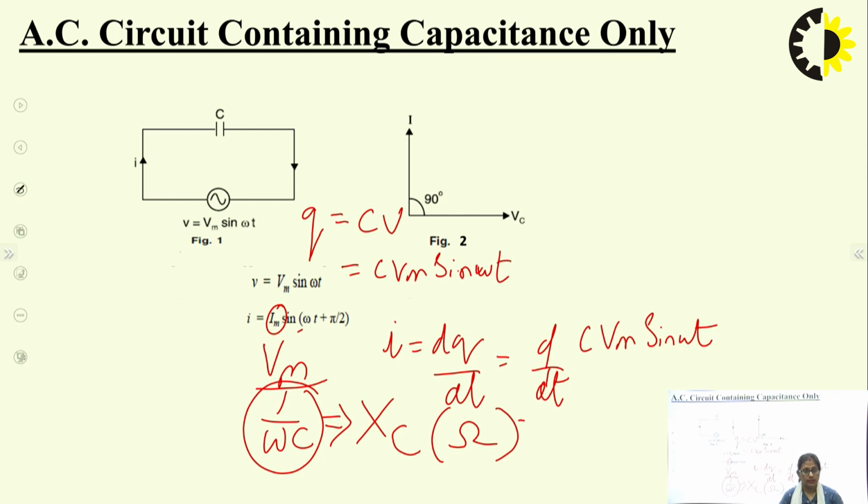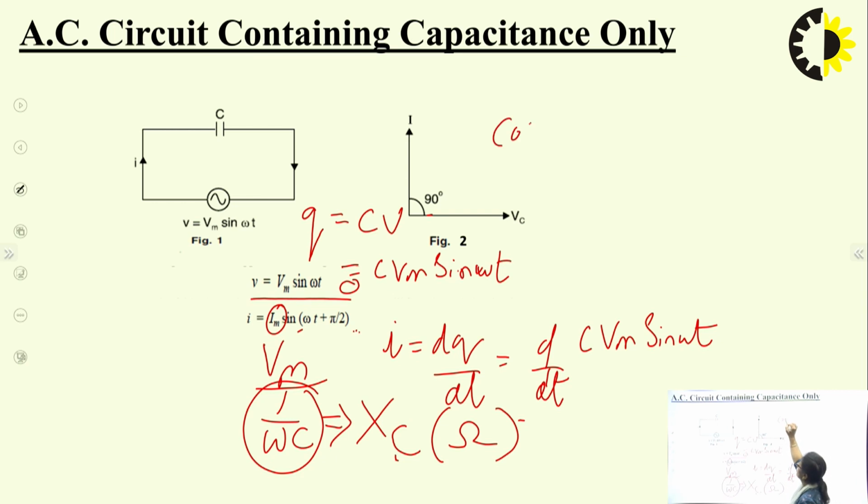Concluding, voltage is Vm sine omega t having the phase of 0. Im sine omega t plus pi by 2 having the phase of plus pi by 2. So obviously, the current will lead the voltage by 90 degrees. That can be seen from our phasor diagram. If I take Vc as my reference voltage, here the current is leading the voltage by 90 degrees.